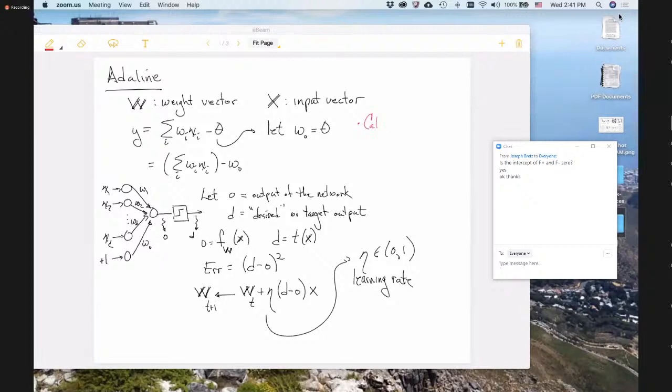We calculate the error before the step function, and we update on all examples whether right or wrong. And that's the Adeline algorithm.